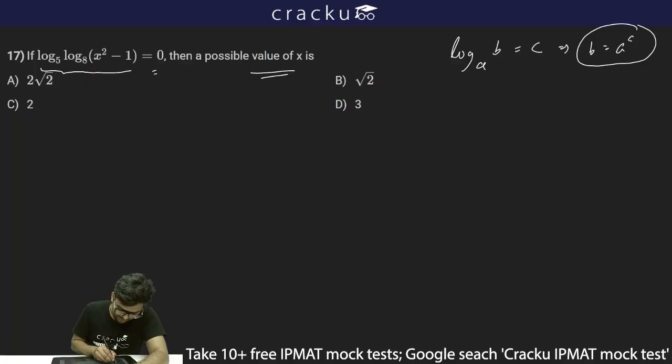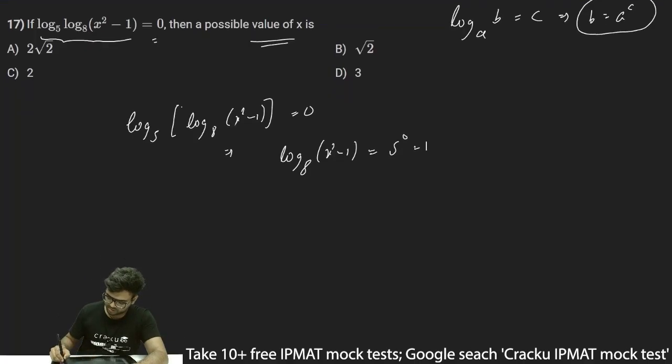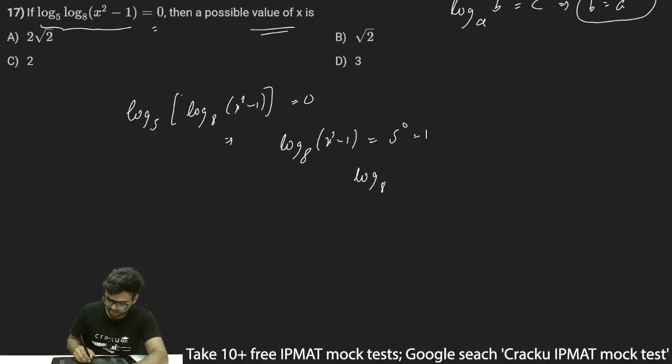So thus for this one I can write log base 5 of log base 8 x square minus 1 is equal to 0. So I can write here log base 8 x square minus 1 should be equal to 5 to the power 0, which is equal to 1. So thus I can write log base 8 x square minus 1 is equal to 1. So here I can further write, I can just remove the log again, and this will be x square minus 1 is equal to 8 to the power 1.